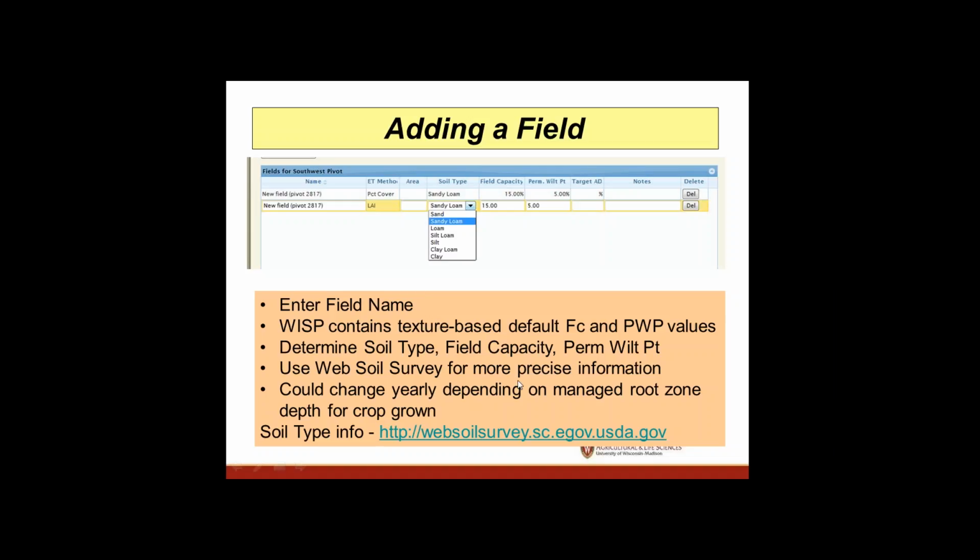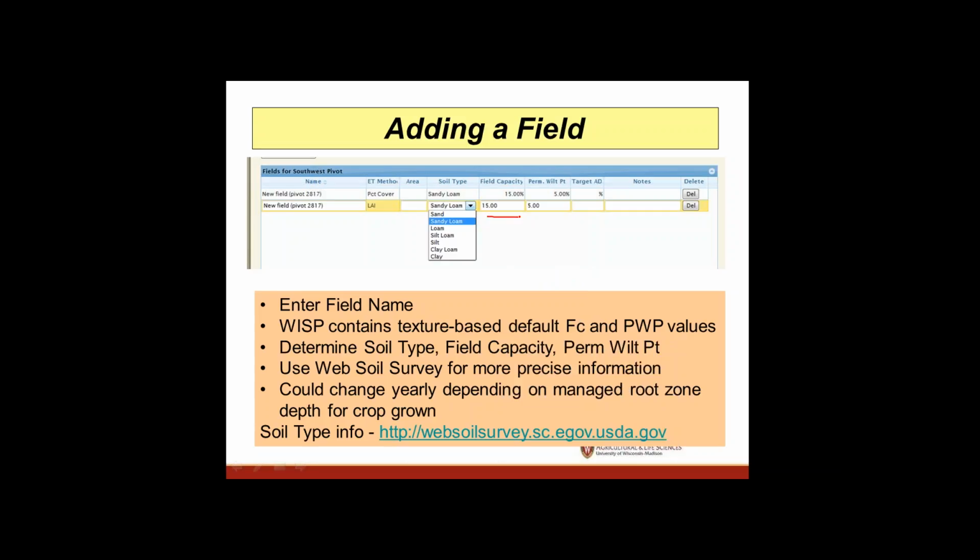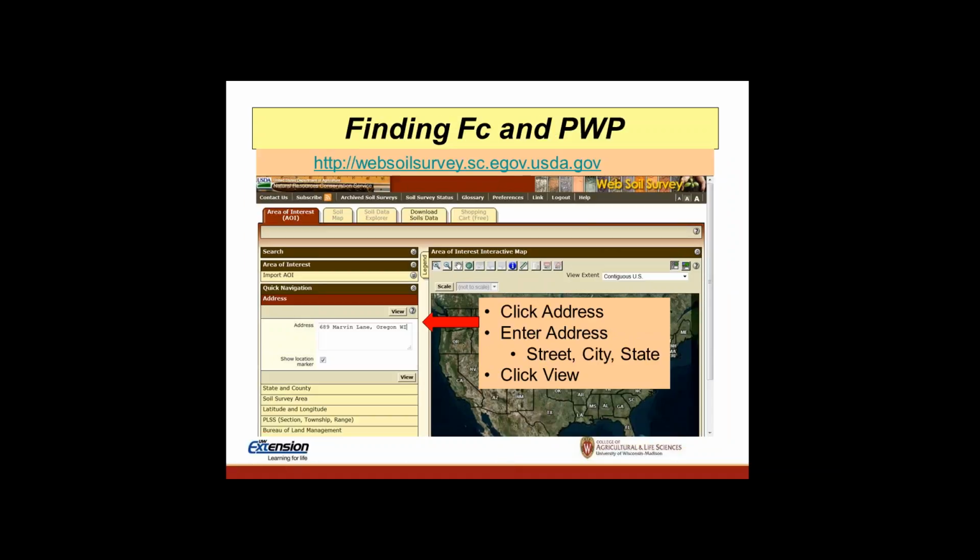So the other values we need here are field capacity and wilt point, so we know how much water we have to work with. The best place to get those is from the Web Soil Survey, and I've got that down here. So with this tool, we're going to jump to it in a minute, but I just thought we'd jump through some of what we're going to do here.